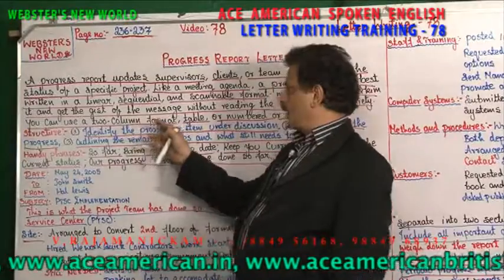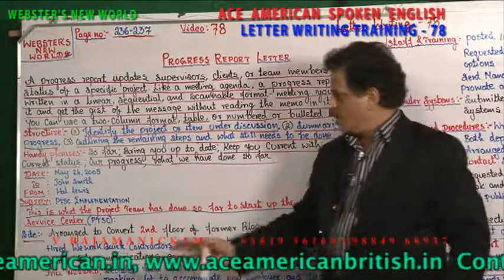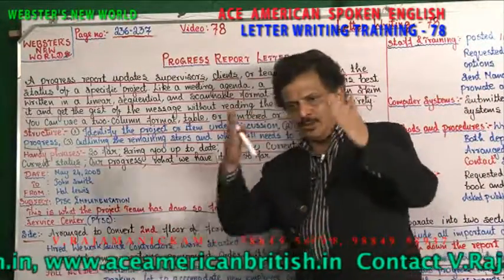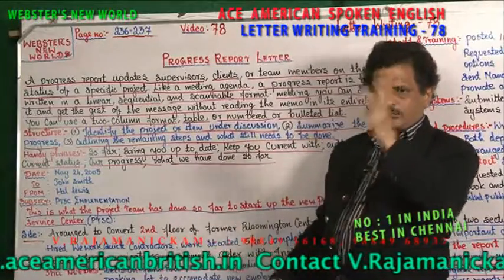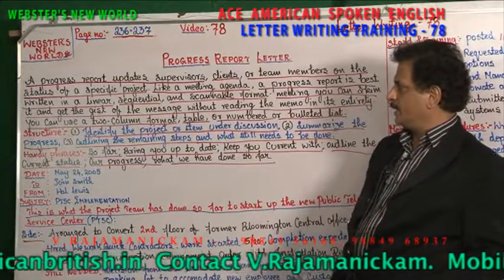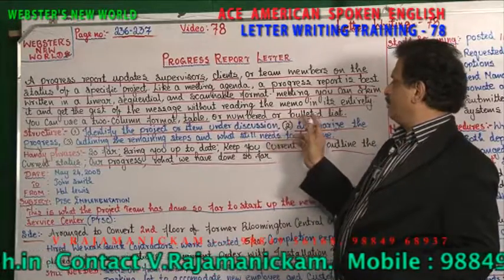You can use a two-column format. Two-column format means what? On one side, one subject is there. On the right side, you write all about the progress of that one particular thing. Table, or numbered or bulleted list.